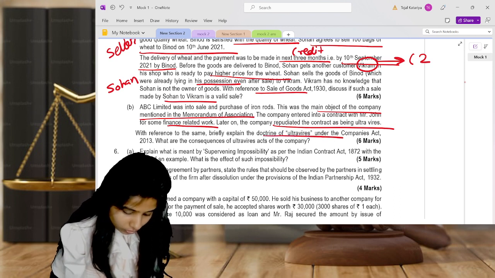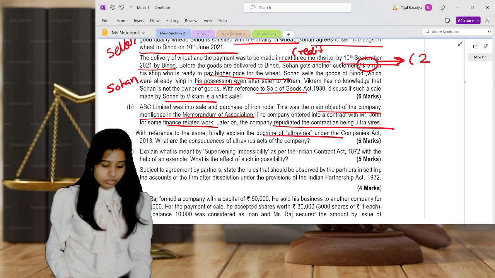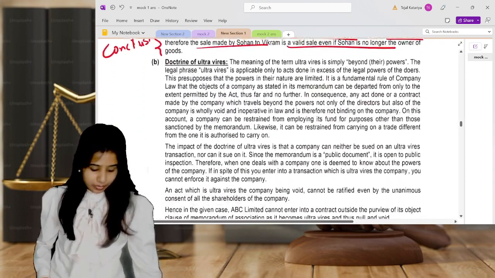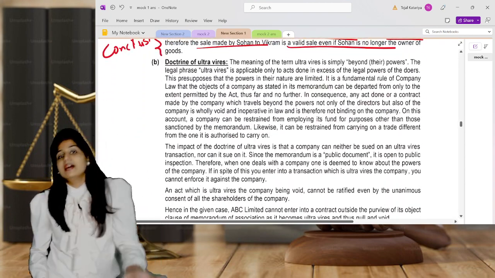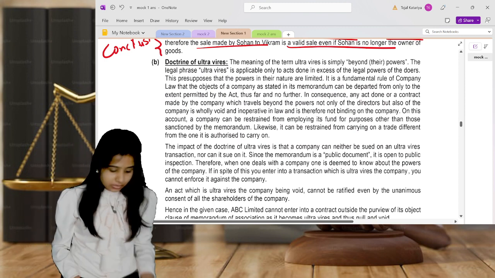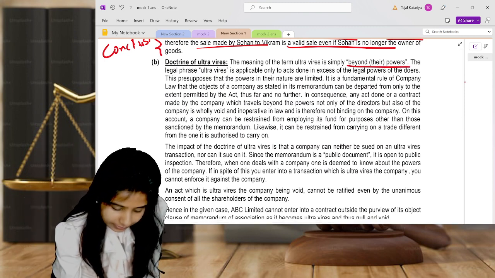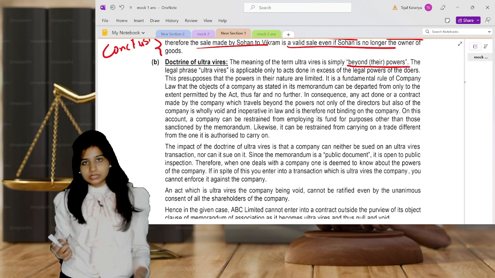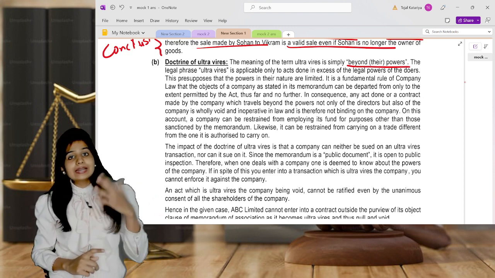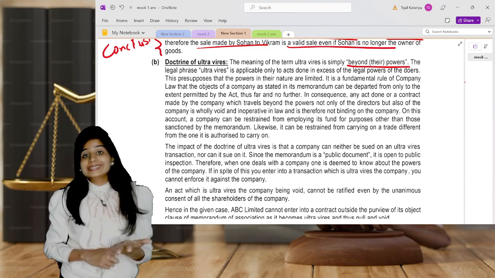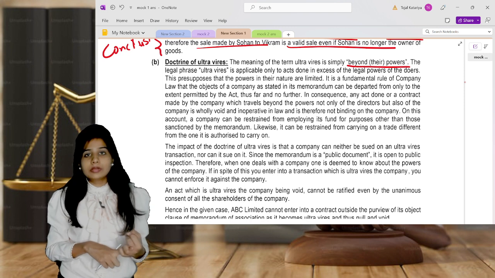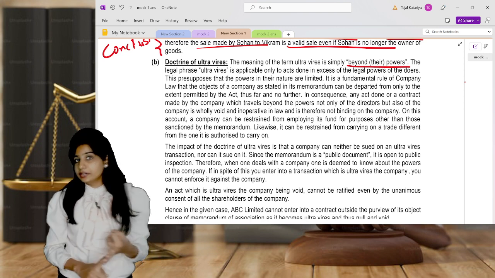Now, according to the doctrine of ultra vires, you're supposed to write the consequences of this. Ultra vires, if you guys remember, means beyond the powers, correct? So what does this beyond the powers rule mean? That your company cannot go beyond its powers, because the memorandum and articles are public documents. The second thing, the person who is entering into a contract has a duty to check that memorandum and articles, and then only enter into a contract.